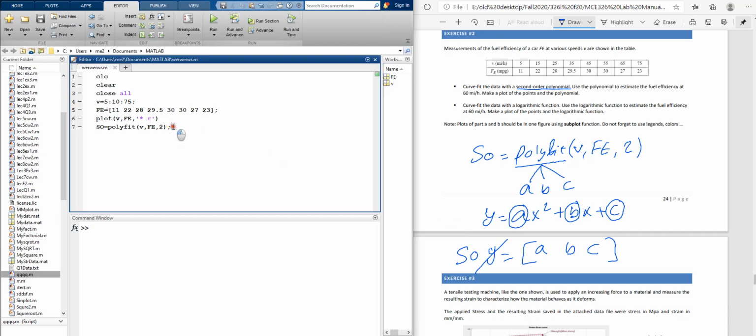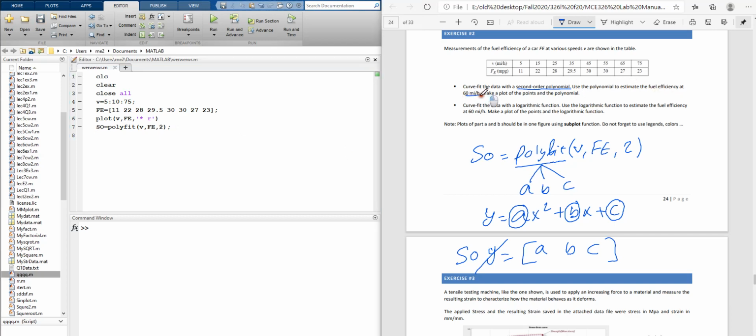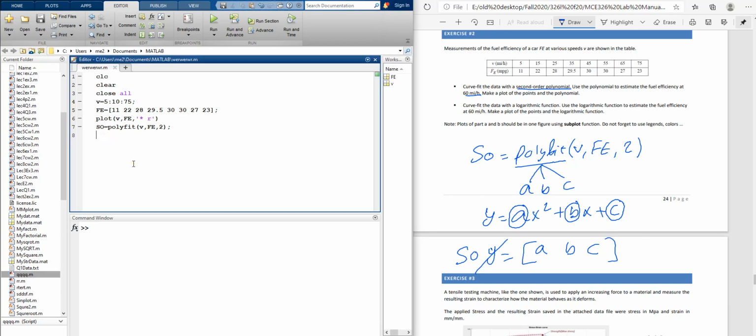Okay, now we know what the second order is. Use the logarithmic function and the polynomial to estimate the fuel efficiency at 60 miles per hour. As you see, 60 miles per hour is missing. We have 65 and 55 in the experiment, but we don't have 60, but we can estimate the value using the polyfit function.